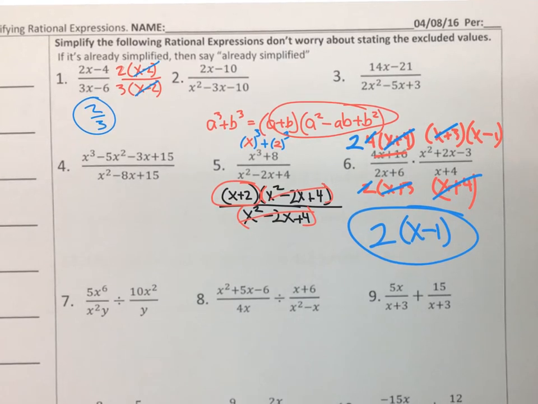So there will be some simplifying where you just factor and cancel. There will be where you have to use a sum or difference of two cubes. There will be where you just factor and cancel because it's multiplication. You do the same thing. There's going to be some division ones.